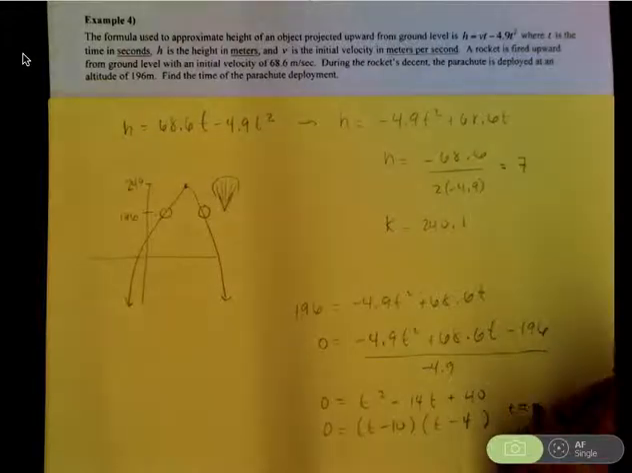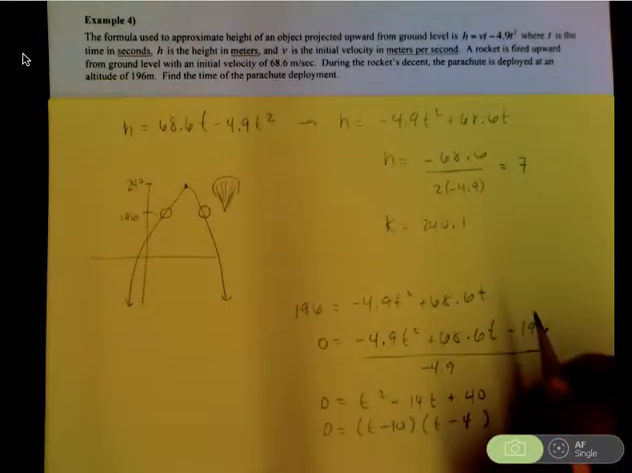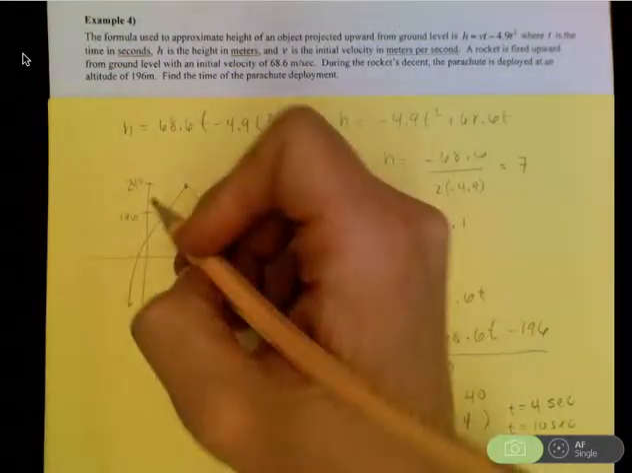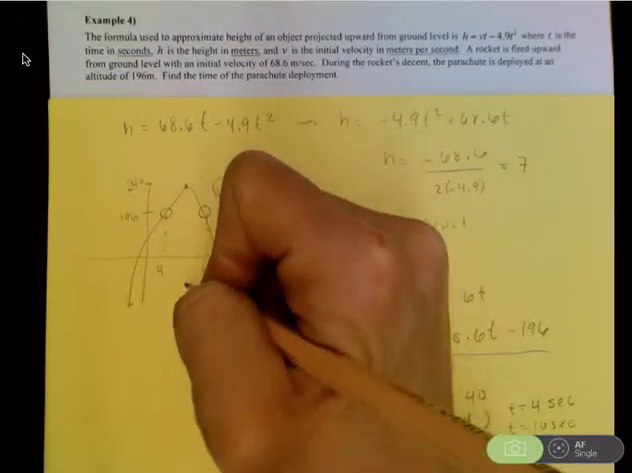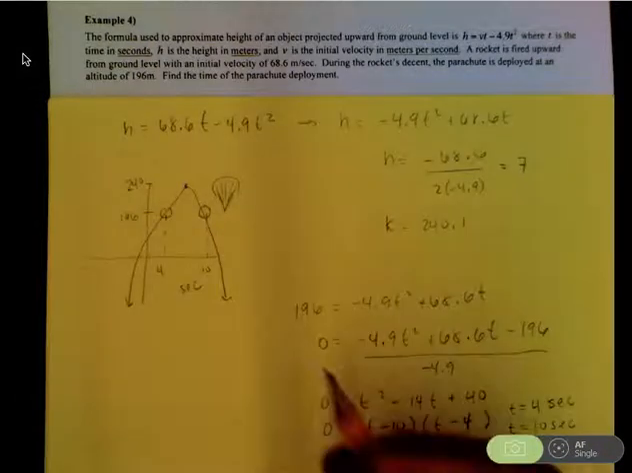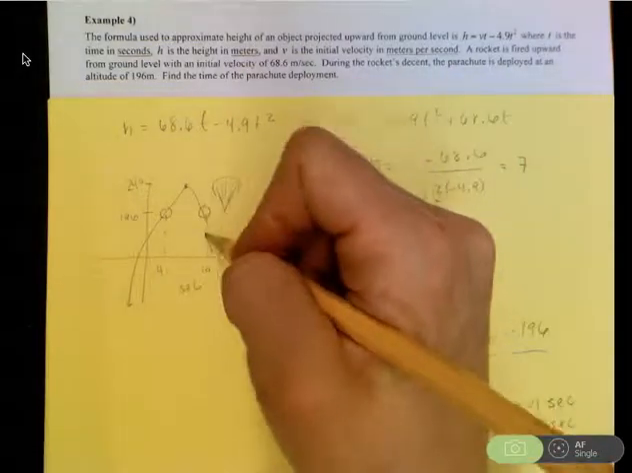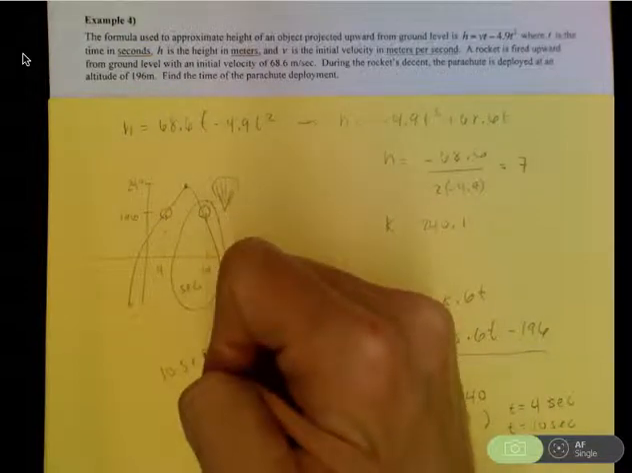So at time equals 4 seconds, the parachute is 196 meters off the ground. At time equals 10 seconds, the parachute is also 196 meters off the ground. Right? Again, it's during the rocket's descent that the parachute is deployed. So we only care about this one. So our answer is 10 seconds.